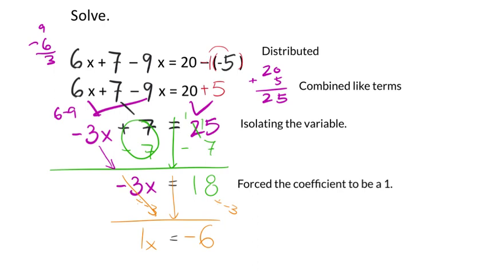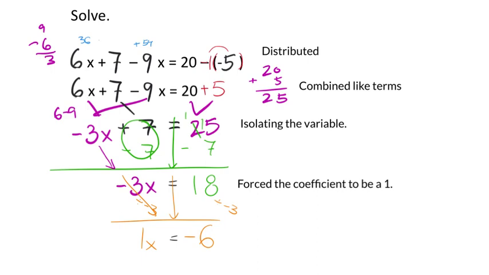Now, just for the sake of time and space, because I'm out of space there, I guess I'll show the work a little bit. So I go back to the top and replace the x's with the negative 6 that we found. So that'd be 6 times negative 6, which is positive 36 right there. And then negative 9 times negative 6 would be positive 54.